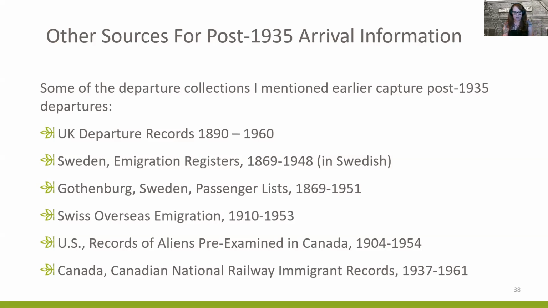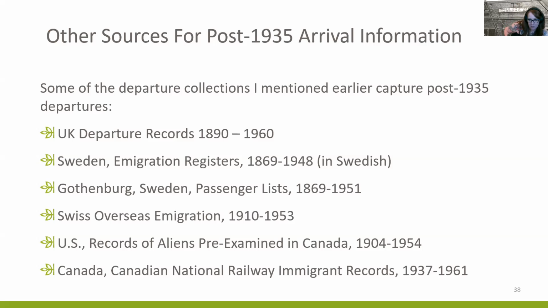The Sweden records, the Swiss records, those will contain the ship and the date of departure and the destination port. There's a Canadian National Railway collection on Ancestry that's really great. That goes up until 1961, and that also will contain the ship and the port of arrival and the arrival date on them. And then there's a little index card collection that doesn't appear to be very helpful, but it's the records of aliens pre-examined in Canada 1904 until 1954.